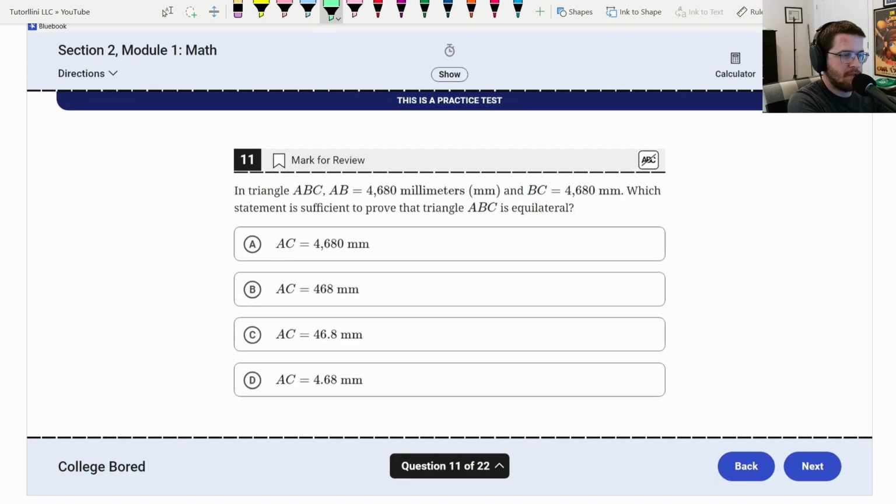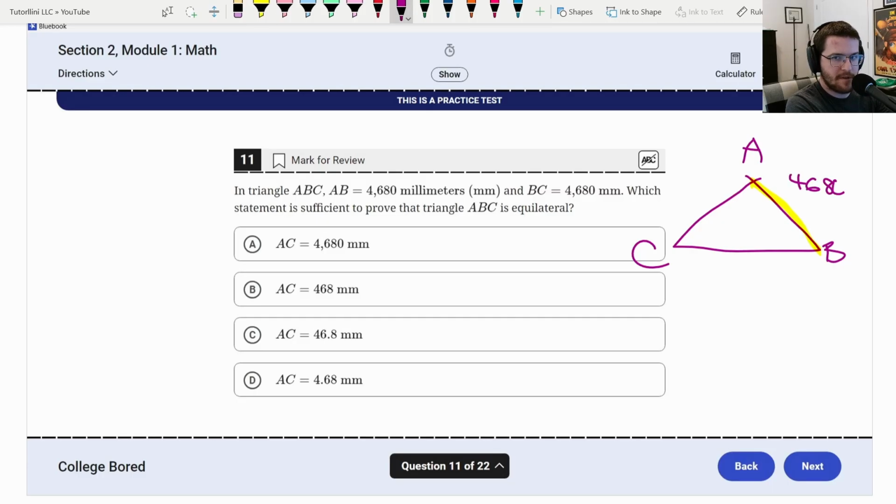Okay, question 11. So we have a triangle ABC. And it says that AB, so that's this one, is 4680, and BC, that's this one, is 4680. And it wants to know what must be true for the triangle ABC to be equilateral.